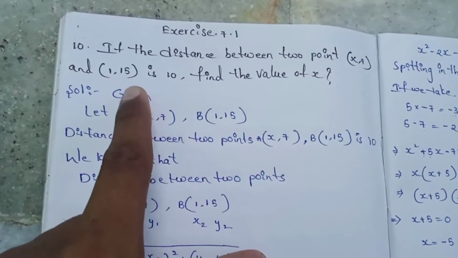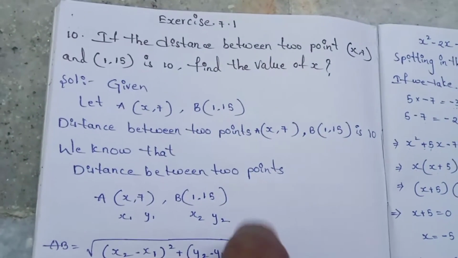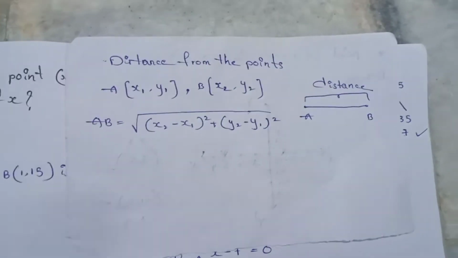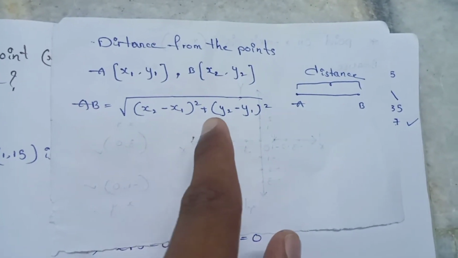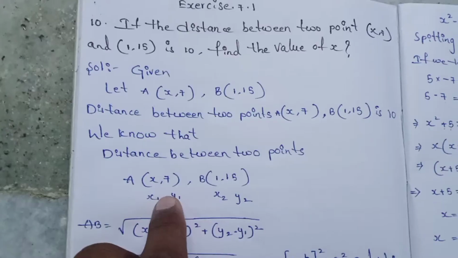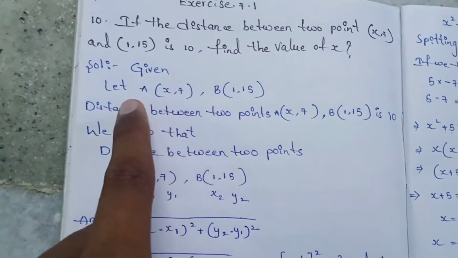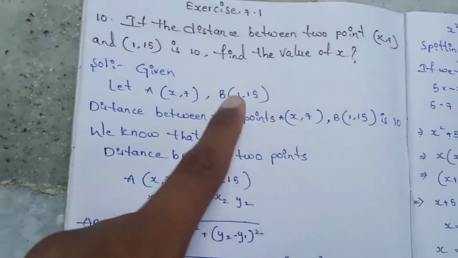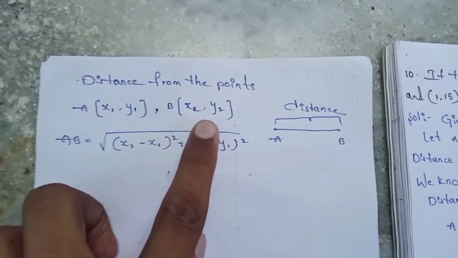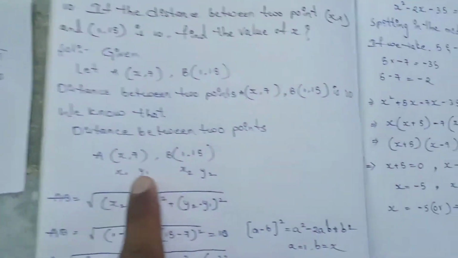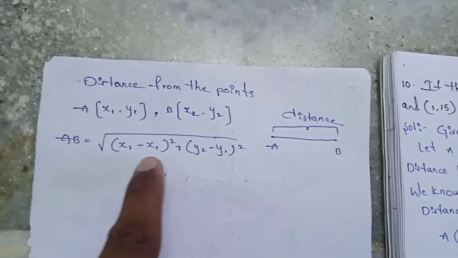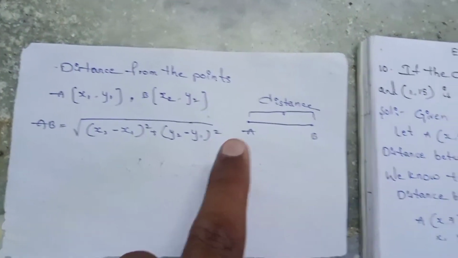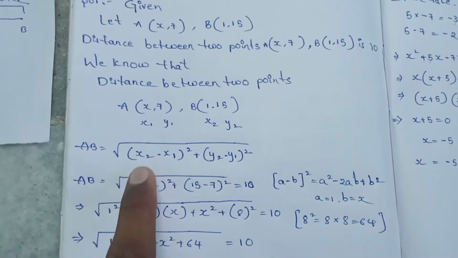Now we have to find the distance of A and B. We already know the distance formula. See here, the distance formula: A is x1, y1 and B is x2, y2. AB is equal to root of x2 minus x1 whole square plus y2 minus y1 whole square. So what is A here, x comma 7, B is 1 comma 15. A contains x1, y1 and B contains x2, y2, so I have written x1, y1, x2, y2. And what is the formula? AB is equal to root of x2 minus x1 whole square plus y2 minus y1 whole square. I have written the formula here as it is.